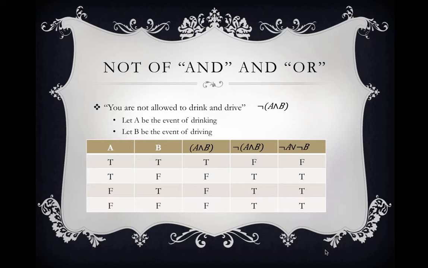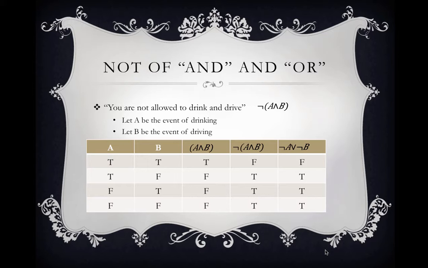Okay, so let's look at the third column. The third column is just the and part, so reading it would be drinking and driving. In the first row, obviously the person is drinking and driving, and for every other row they are not. They are either not drinking or not driving, or they're doing neither. Now if you look at the fourth column, this is the case of not drinking and driving. In the first scenario, that person is actually drinking and driving, and hence they're breaking the law, so this statement would be false. But in every other case, they are either not drinking, not driving, or simply neither.